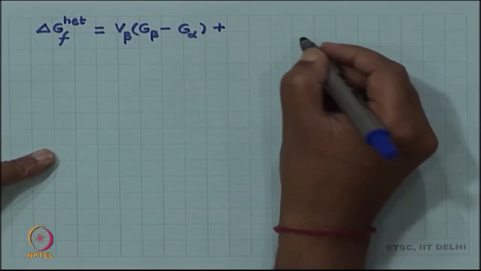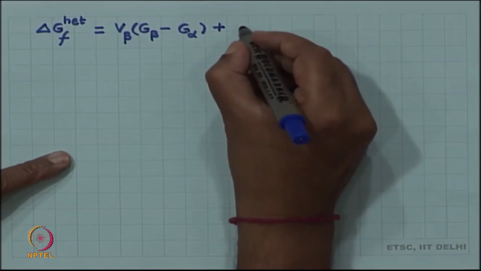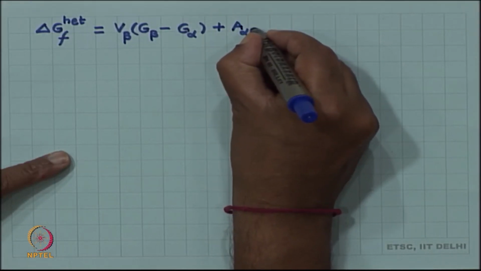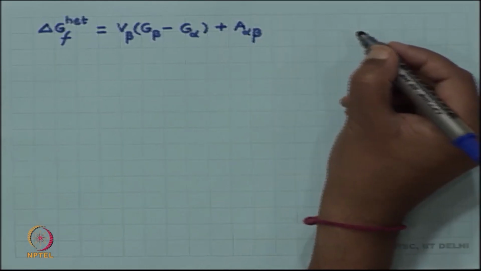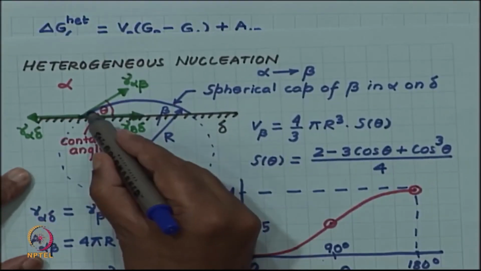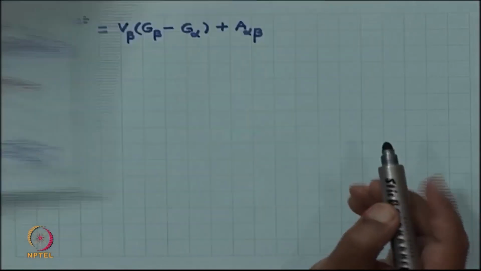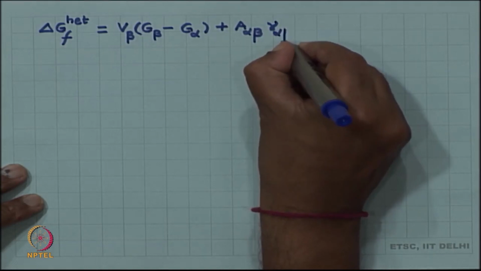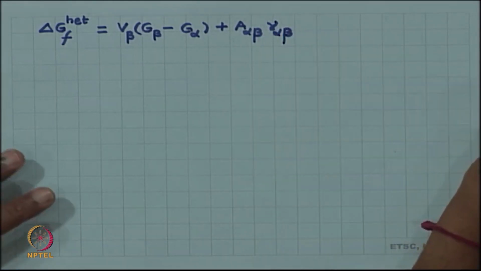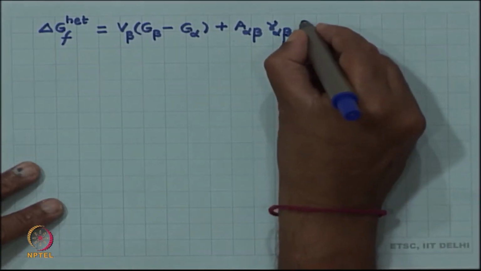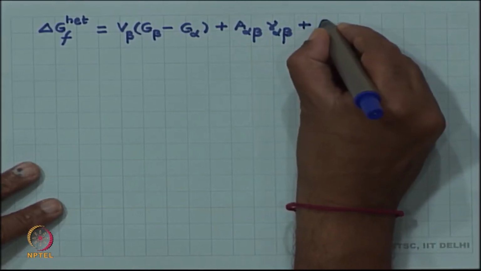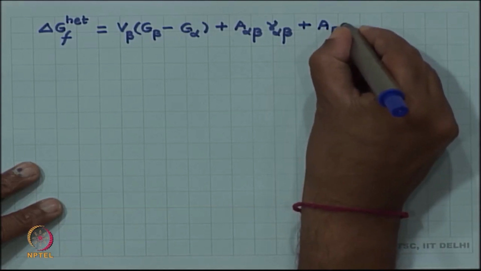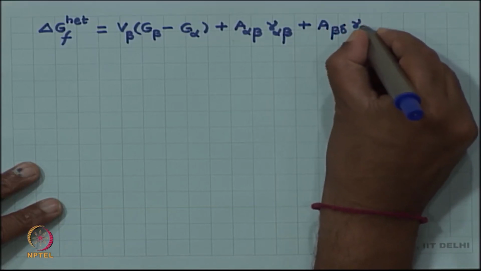Then we have surface energy terms, and now there are 3 different kinds of surface energy terms, as you saw. So, we have A alpha beta, that is the curved surface of the nucleus, times the surface energy per unit area of the alpha beta surface. So, A alpha beta, gamma alpha beta. We also formed the base of the nucleus, which is A beta delta, gamma beta delta.